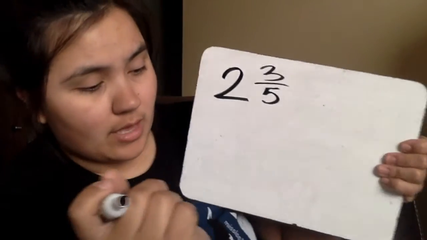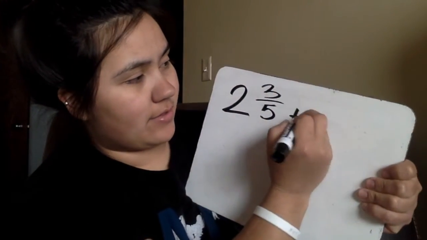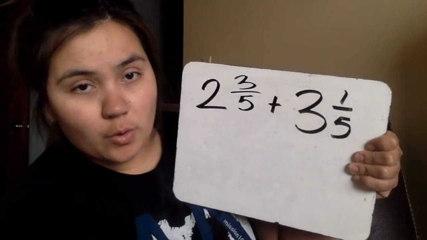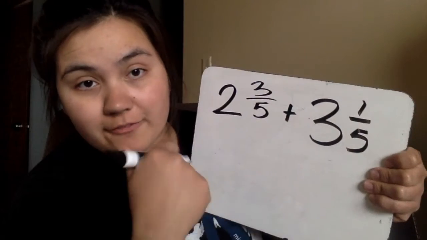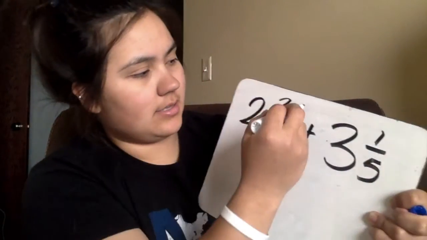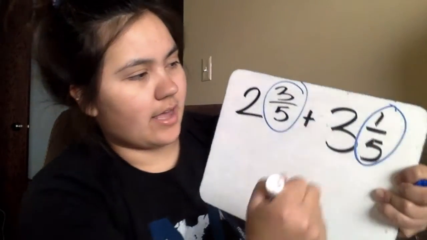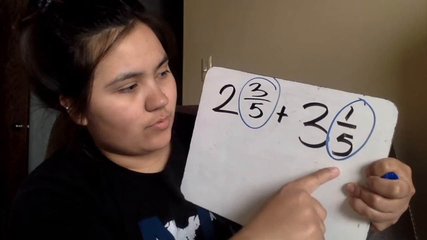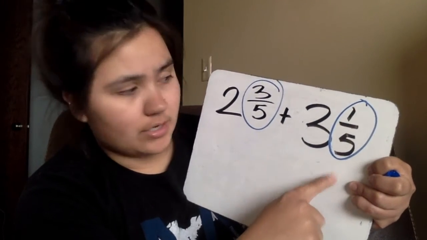So that's actually the number I just had written there. 2 3/5 plus 3 1/5. Okay, now we're going to add the fractions first. So we've got 3/5 and 1/5. They have common denominators, so we're good.